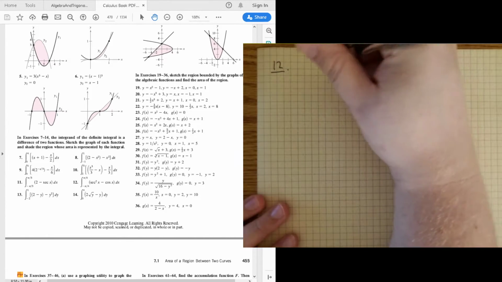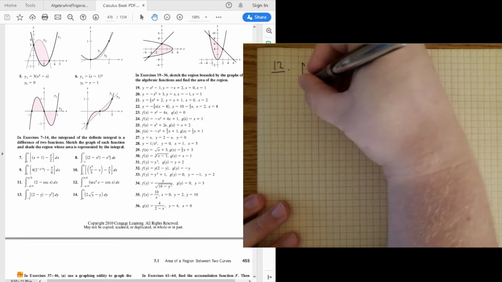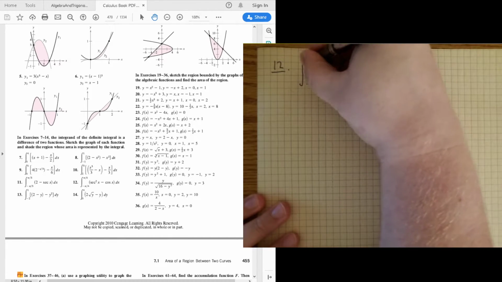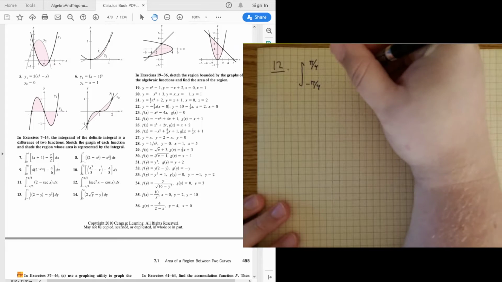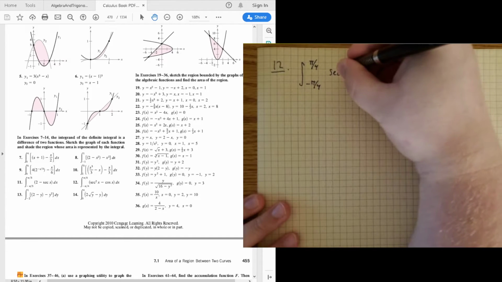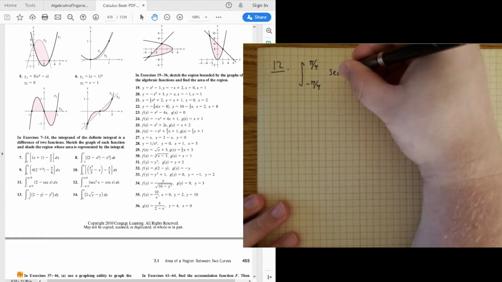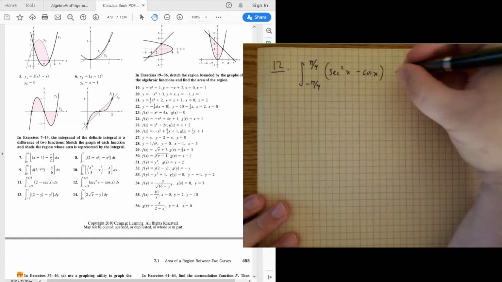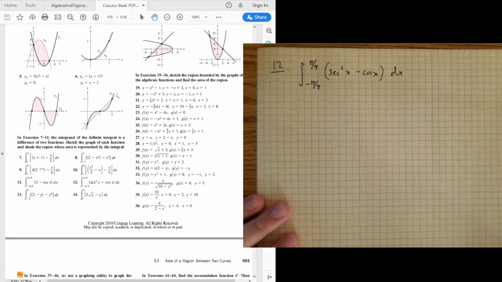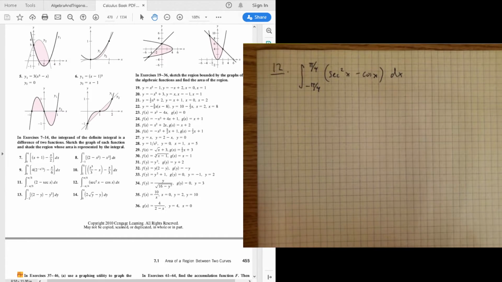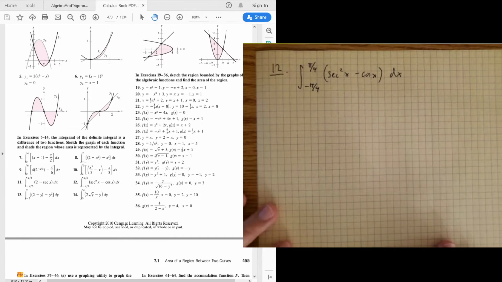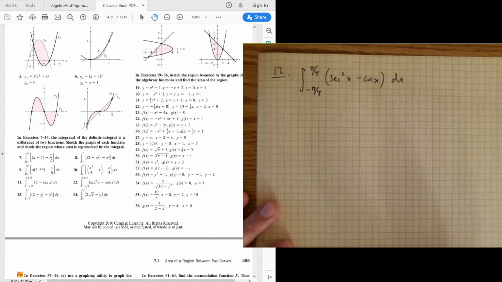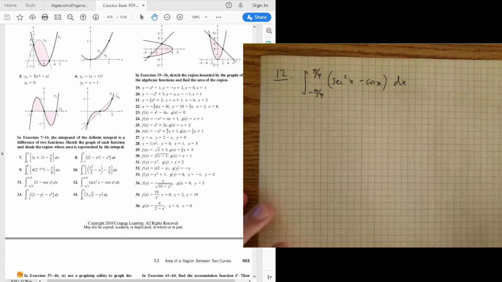We have the integral from -pi/4 to pi/4 of secant squared of x minus cosine of x dx. Okay, so let's point out what each of these things means. For these first couple ones, it's actually asking us just to do the shading. And so for mine, we'll pull up my graph.